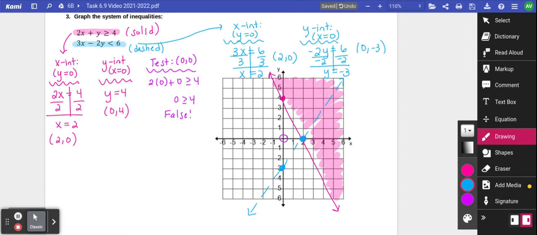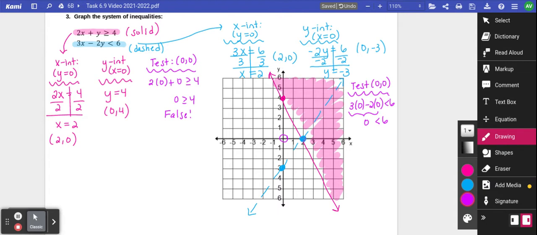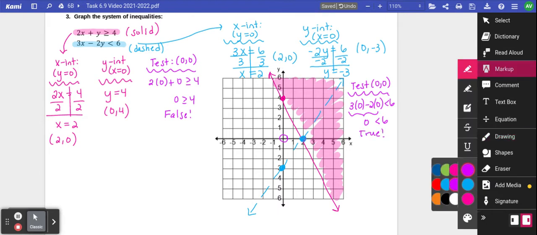Last but not least, I'm going to go ahead and shade. In order to decide where to shade, I'm going to test the point (0, 0). So if I test (0, 0), I get 3 times 0 minus 2 times 0 is less than 6. 0 is less than 6. Well, that's actually true. So I want to go ahead and shade the side of the line that has the point (0, 0) this time. In this graph, the side of the line that actually has the point (0, 0) would be this side of the line over here.